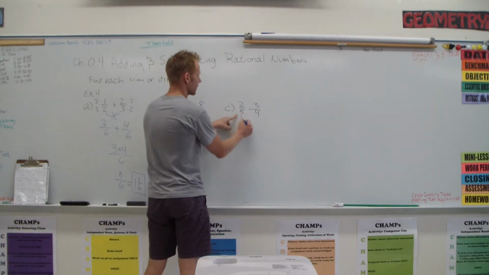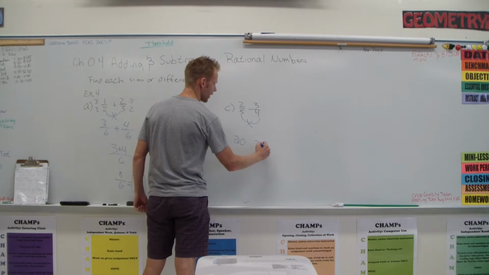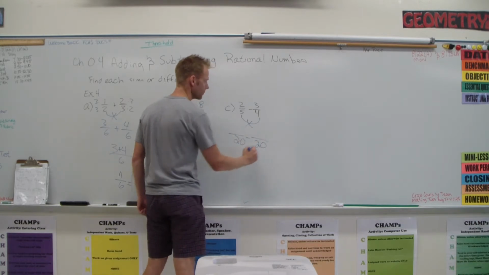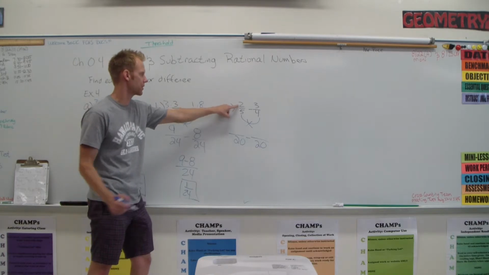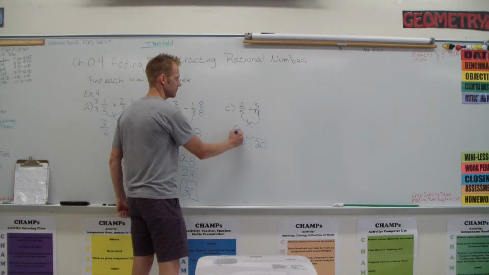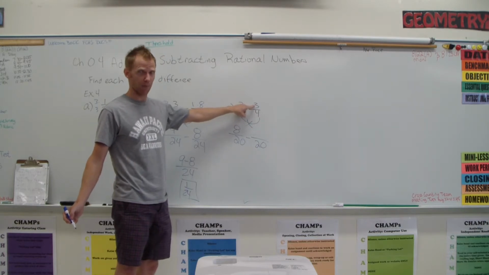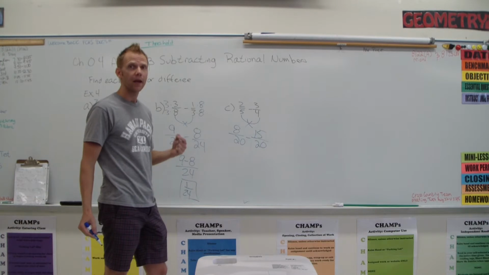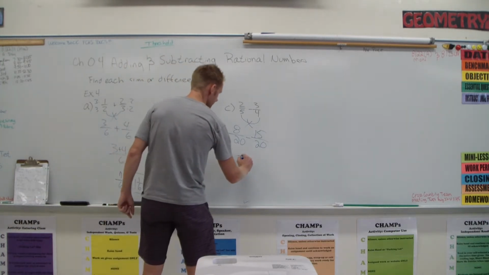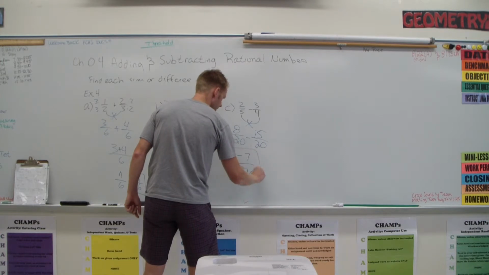Our last problem, we have 2/5 minus 3/4. Same thing, create a common denominator, which is 20. 5 times 4 is 20. Leave our subtraction symbol. You multiply the 5 times 4, so you're going to multiply the 2 times 4. 2 times 4 is 8. And this was multiplied by 5. The top is going to get multiplied by 5. 3 times 5 is 15. 8 minus 15 is negative 7. Negative 7 over 20.